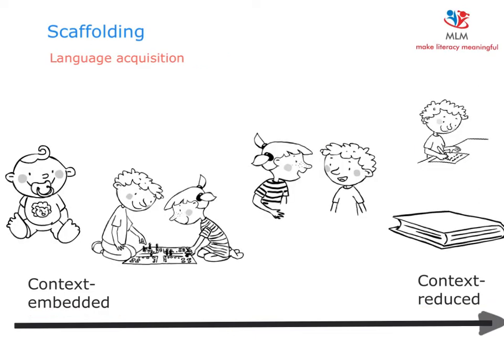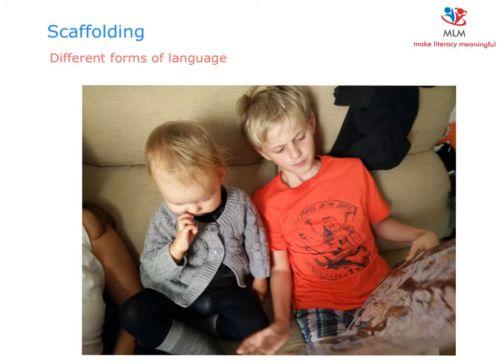During language acquisition, children acquire those different forms of language use. For a baby or toddler, language is used contextualized. When children read and write, the use of language is in a context-reduced way. Depending on the experiences in the home environment, children have access to a decontextualized language.